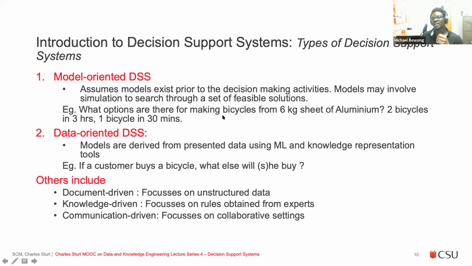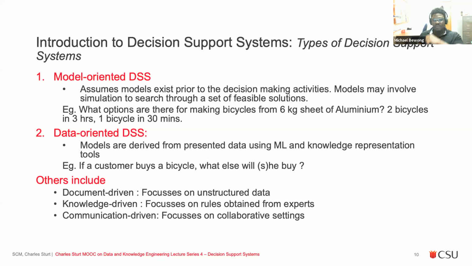In this sense, we are not relying on data to train a model. But in data-oriented decision support systems, we generally rely on data to train models and then use those models to make our predictions. So for example, if a customer buys a bicycle, what else would he or she buy? In that sense, we need to use historical data and then train a model to determine the association between bicycles and other items.